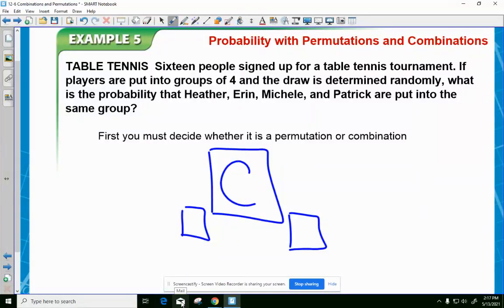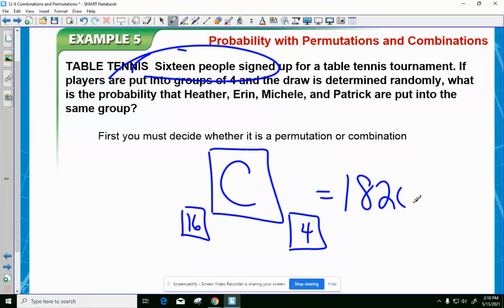Okay. Now, how many are in my sample? 16 people signed up. What number goes on the other side? A 4. And now we can figure out how many total possibilities there are. Okay? You have to have that before you pick up the calculator and try to make a decision. All right? And in this case, you would say the final answer is 1,820.